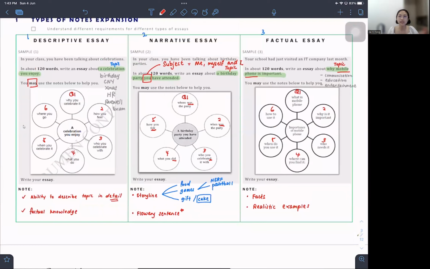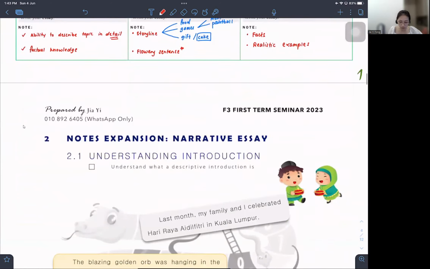Okay, so now that you understand, yeah, like I said, our main goal today is only talking about descriptive essay. So if you know, let's go. Now, let's turn to the next page.